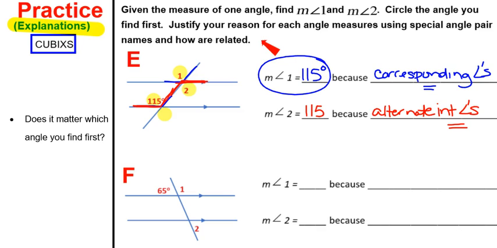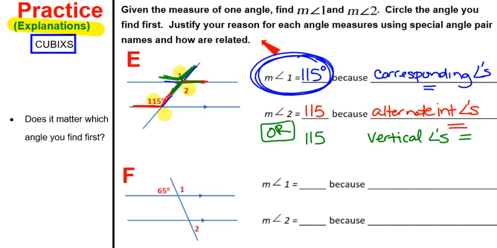But I also might notice angle 2 is vertical to angle 1. So I could also write angle 2 is 115 because vertical angles are equal. Either one of those answers would be correct, but you would not be able to write the green one if you didn't do this first one, the blue one, first. If you didn't do this first, then you wouldn't be able to write that green statement. So sometimes it matters which angle you find first, and sometimes it doesn't.